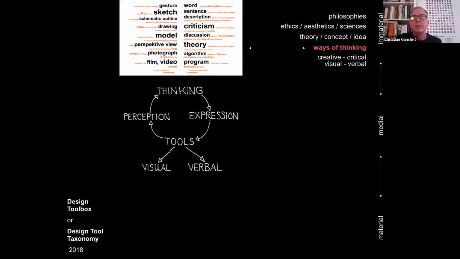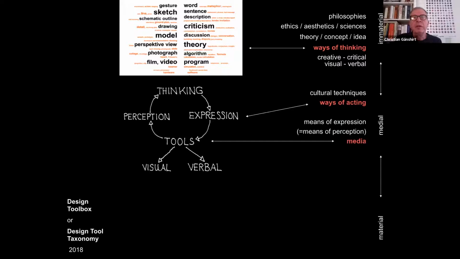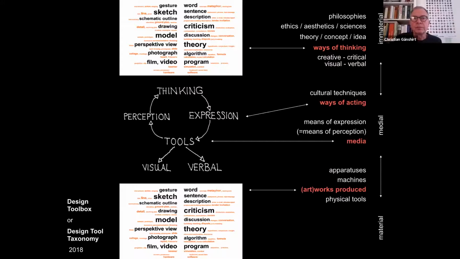And there are many different ways of talking and thinking about them. So there's a whole different way of using these tools in ways of thinking: creative, critical, visual, verbal, theory, and so on. There are also different ways of acting, cultural techniques we do. There are different media or means of perception, means of expression, different artworks.